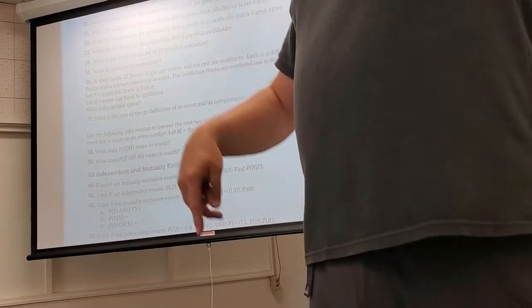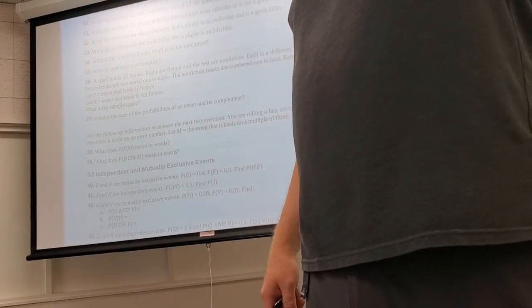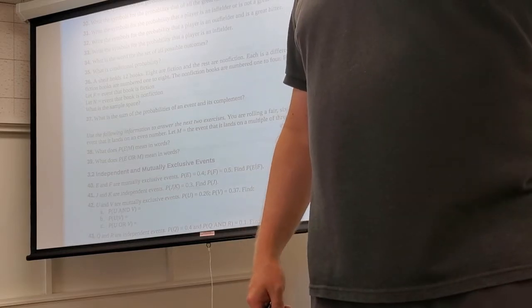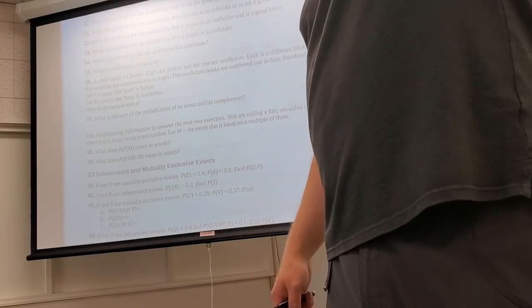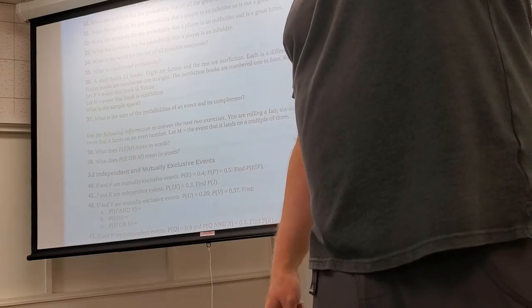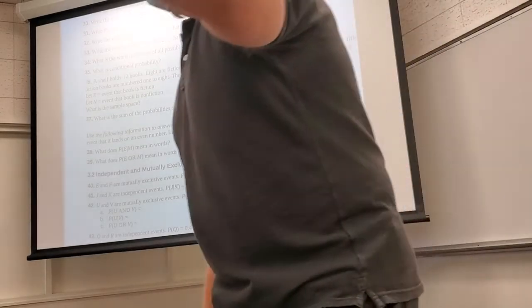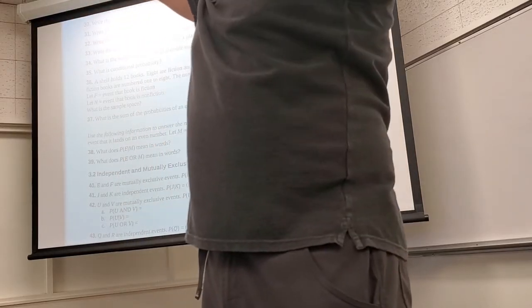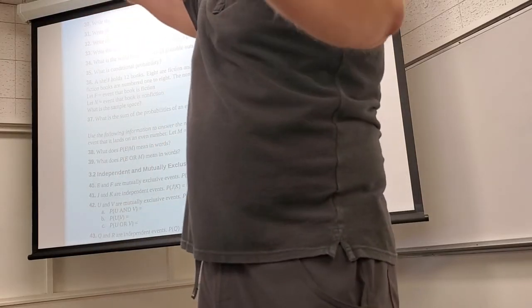So 1,1; 1,2; 1,3; 1,4; 1,5; 1,6; 2,1; 2,2; 2,3; 2, and so on. So you should end up with, of course, 36. 6 by 6. You should end up with 36 total things.